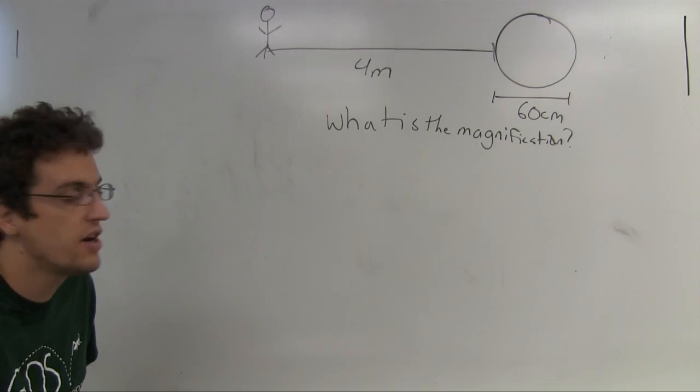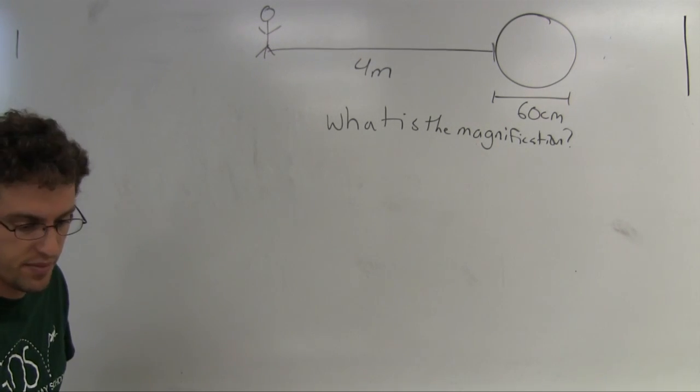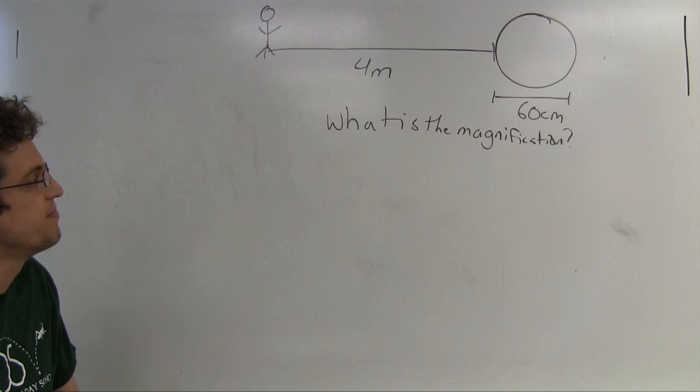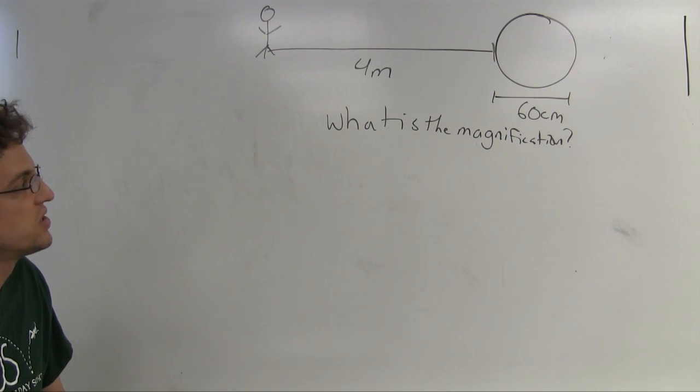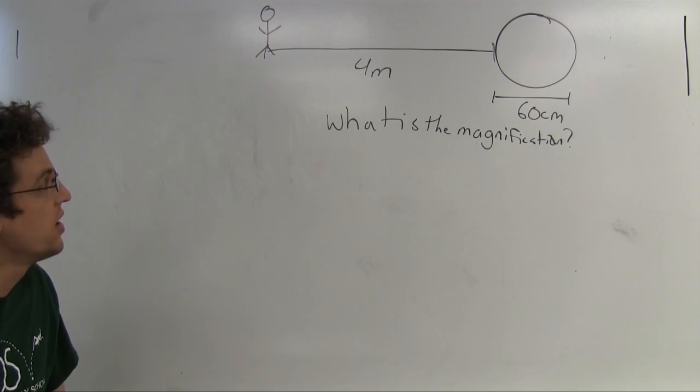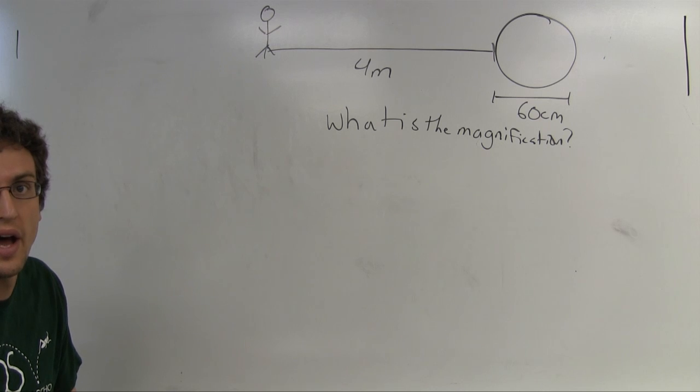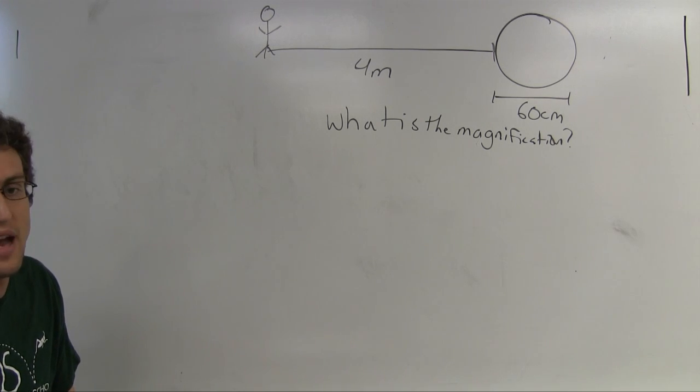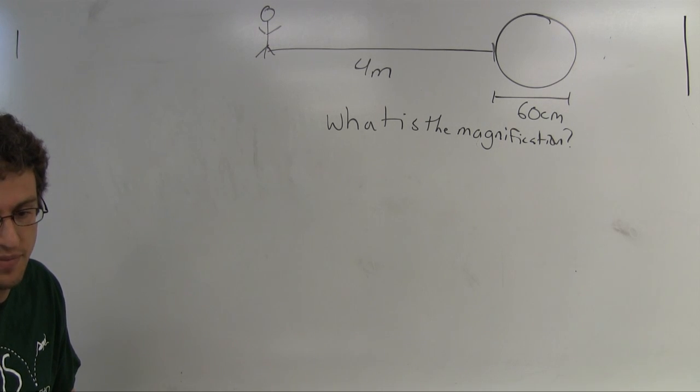All right, so we got a pretty standard mirror problem here. Somebody's looking at themselves in a metal sphere. The sphere is 60 centimeters in diameter, and the person is 4 meters away. And the question is, what is the magnification of the image that they're seeing?